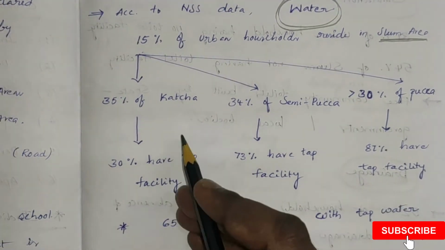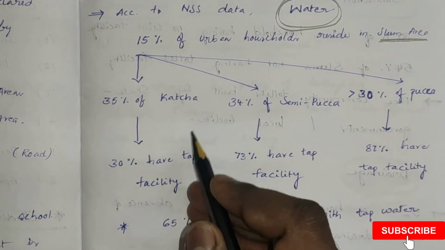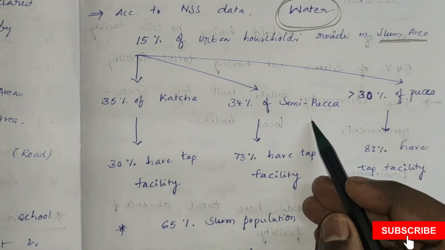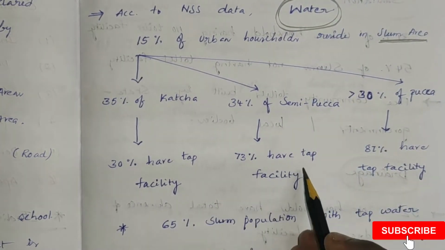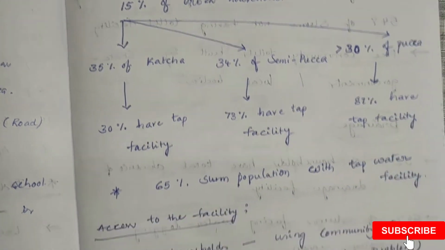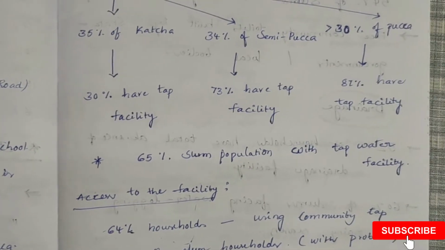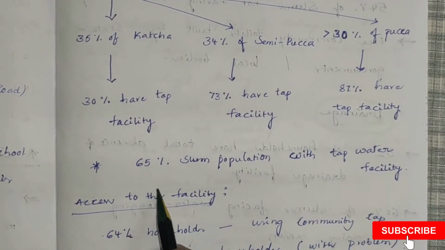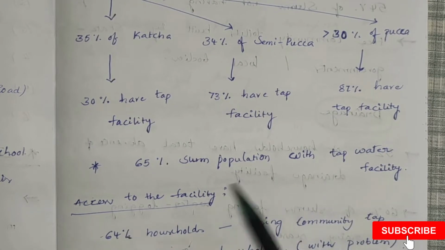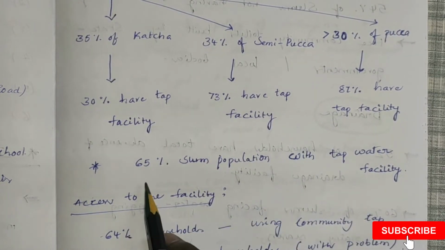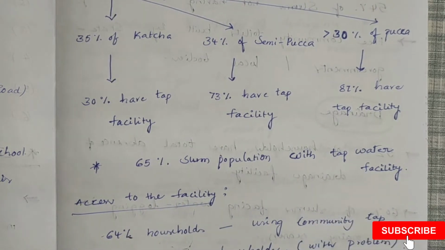Out of the 35% living in kacha houses in slum areas, 30% have their own tap facility. Among semi-pakka, 73% have tap facility, and among pakka, 87% have tap facility. So these are the results provided by the NSSO data. 65% of the slum population among all slum areas reside in urban households with a tap water facility.